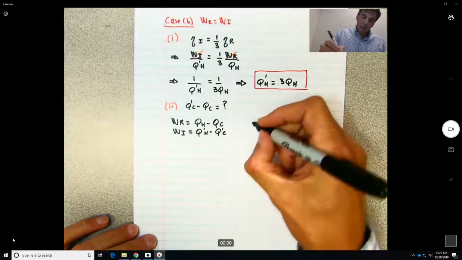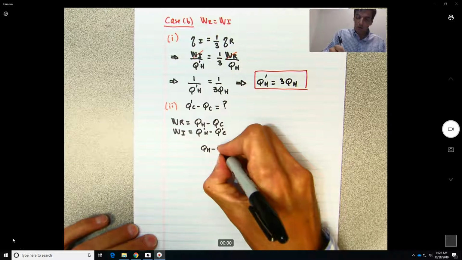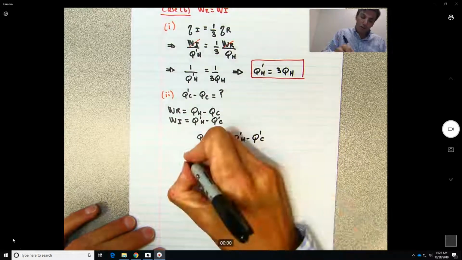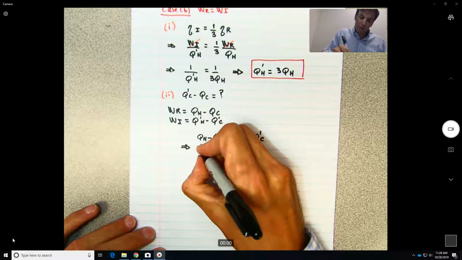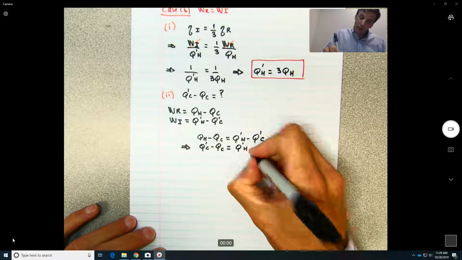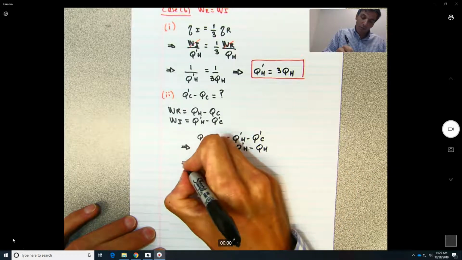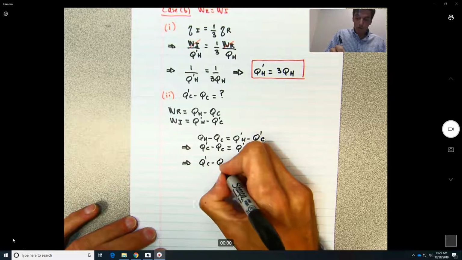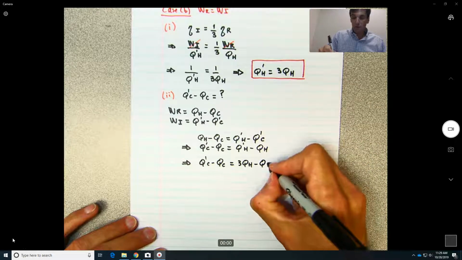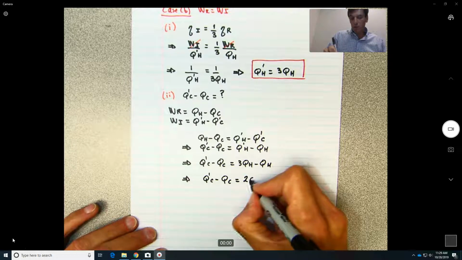Okay, so this will give us what? Since these two are equal, we can equate these two, so we'll have QH minus QC equal to Q prime H minus Q prime C. This will give us what? Q prime C minus QC will be equal to what? Q prime H minus QH. And this means, let me jump one line, so Q prime C minus QC will be equal to what? 3QH from this result over here minus QH. So finally we'll have that Q prime C minus QC will be equal to 2QH.